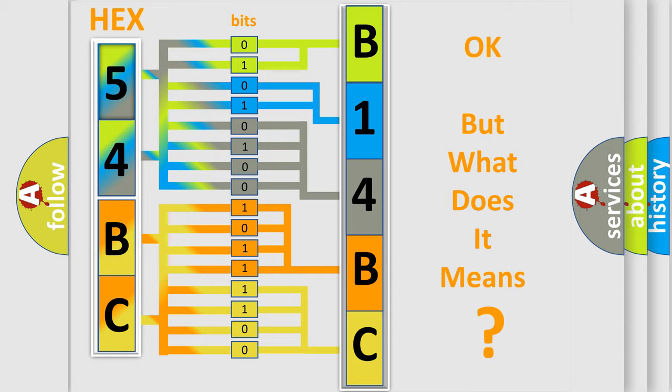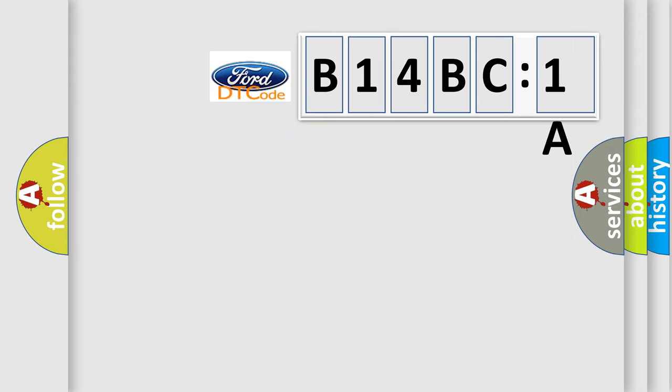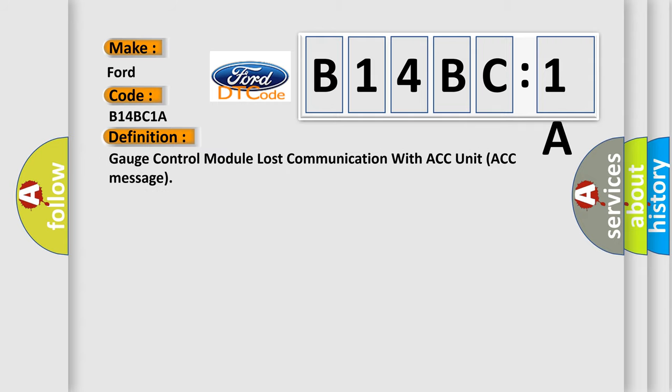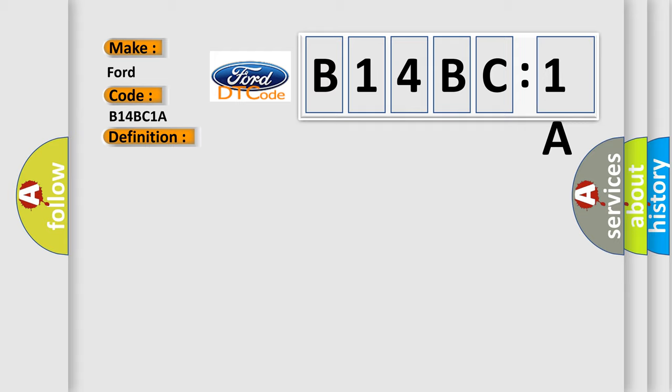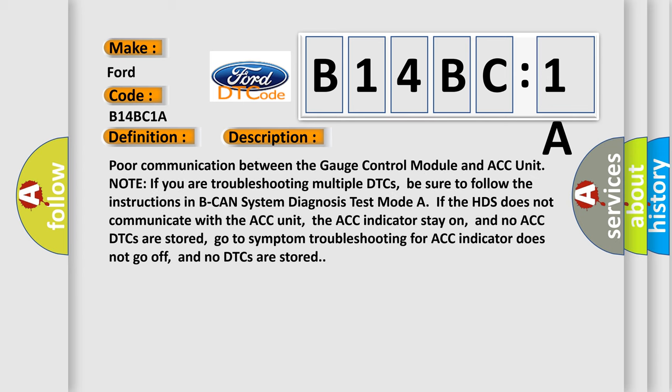The number itself does not make sense to us if we cannot assign information to what it actually expresses. So, what does the Diagnostic Trouble Code B14BC-1A interpret specifically for Infiniti car manufacturers? The basic definition is: gauge control module lost communication with ACC unit, ACC message. And now this is a short description of this DTC code: poor communication between the gauge control module and ACC unit.